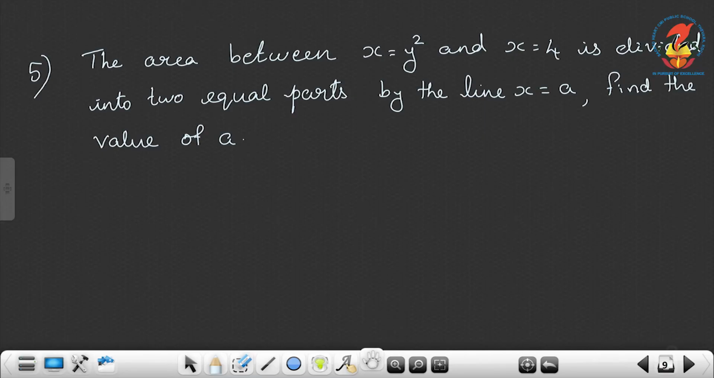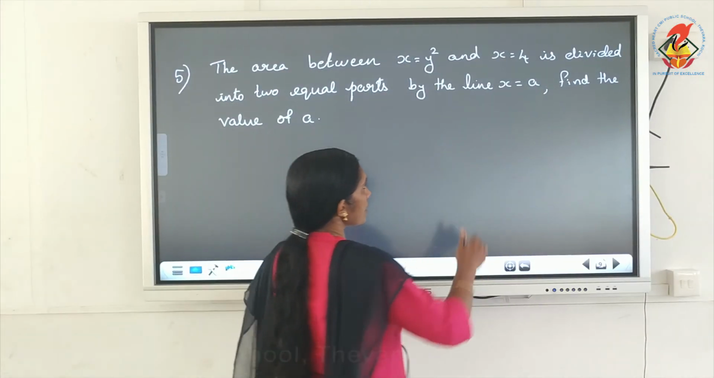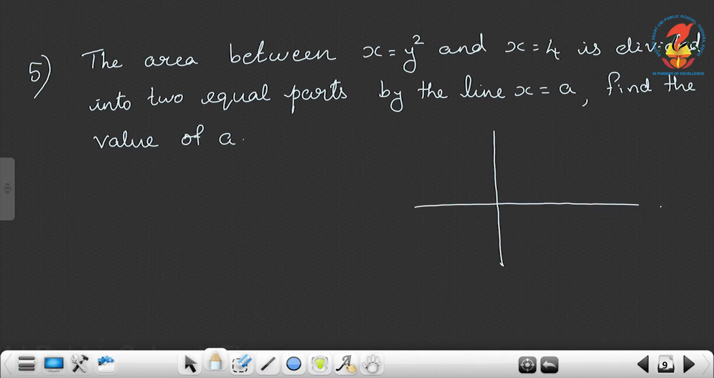Next one, the area between x is equal to y square and x is equal to 4 is divided into 2 equal parts by the line x is equal to a. Find the value of a. So area between y square equal to 4ax is the parabola. Right open parabola. Then x is equal to 4. So we have to draw x is equal to 4. Let this be x is equal to 4.